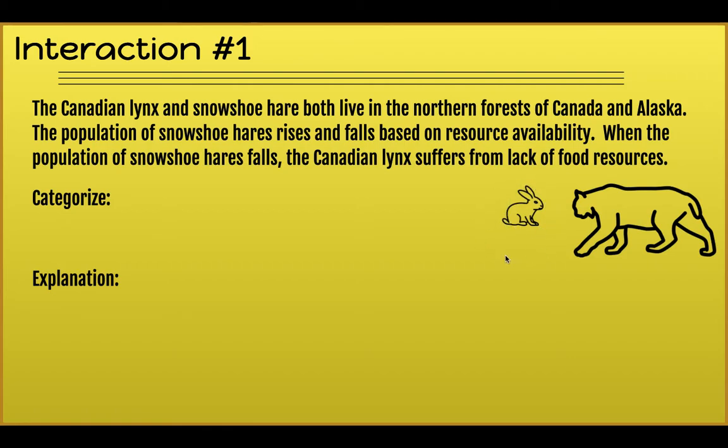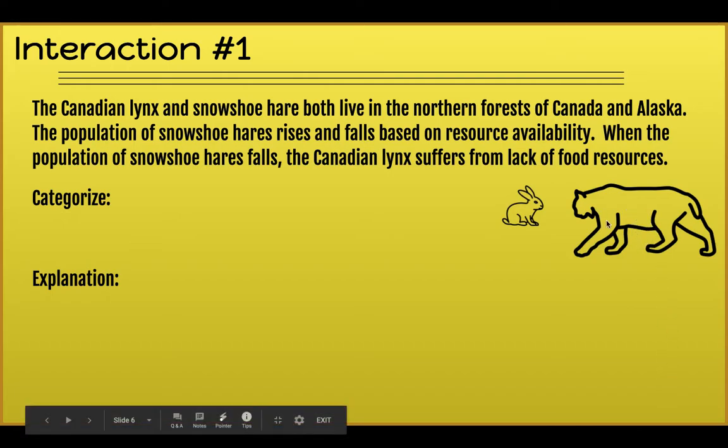So basically what this is saying to you is that whenever the snowshoe hare doesn't have the resources it needs, say food, then this population is going to decrease. And so as a result of the population of this hare decreasing, then the Canadian lynx also suffers from a lack of food resources. So what could we assume is the food resource for the Canadian lynx?